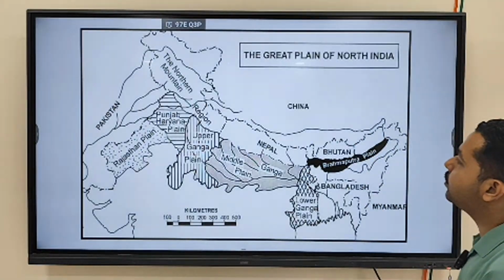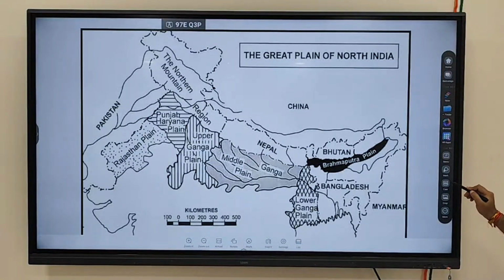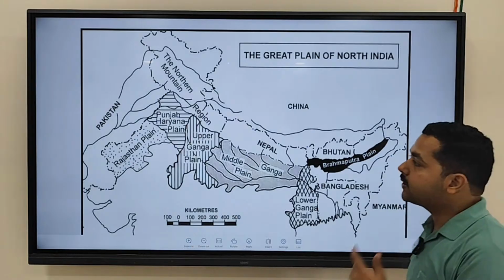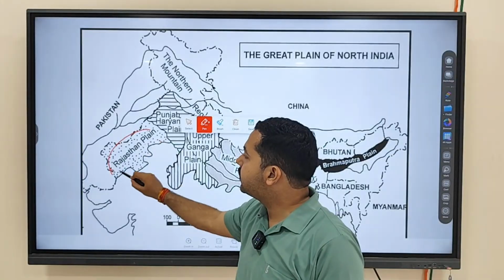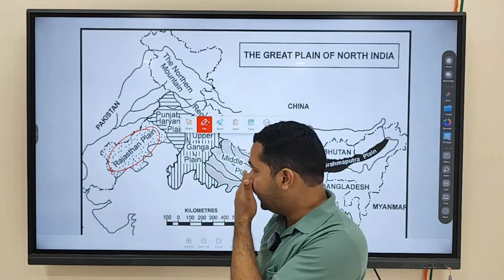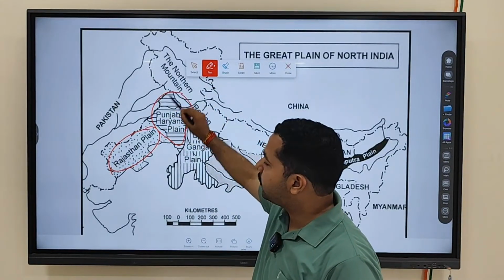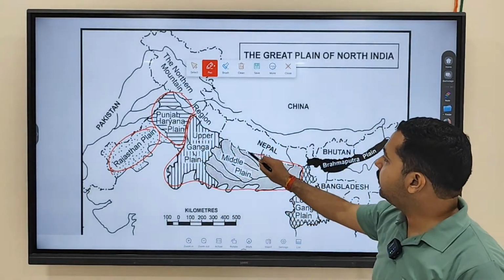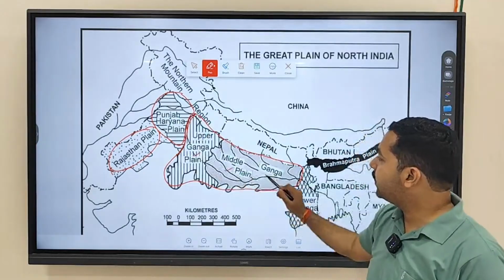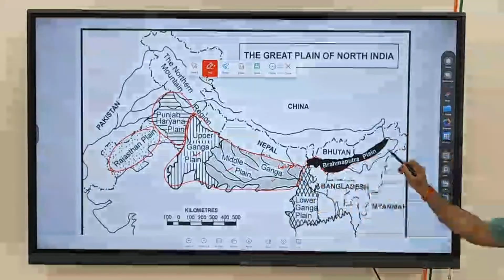Now we are coming to the northern plains, east-west division. If you look at the east-west division, they are referred to as four types. This desert region is referred to as the Rajasthan plain. Then you have this region, which is called the Punjab Haryana plain. Then this entire region is referred to as the Gangetic plain, divided into three parts: upper Gangetic, middle Gangetic, and lower Gangetic. And this part is referred to as which type of plain?